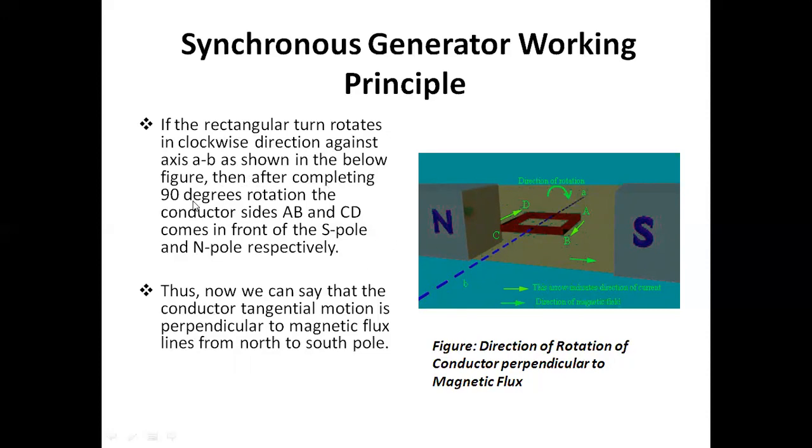Then, after completing 90 degrees of rotation, the conductor side AB comes in front of the south pole, and the conductor side CD comes in front of the north pole, as it is seen in this figure.